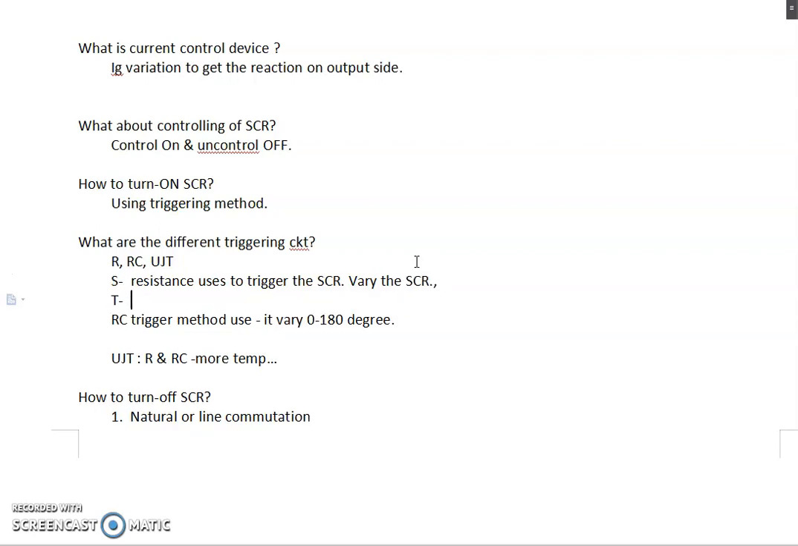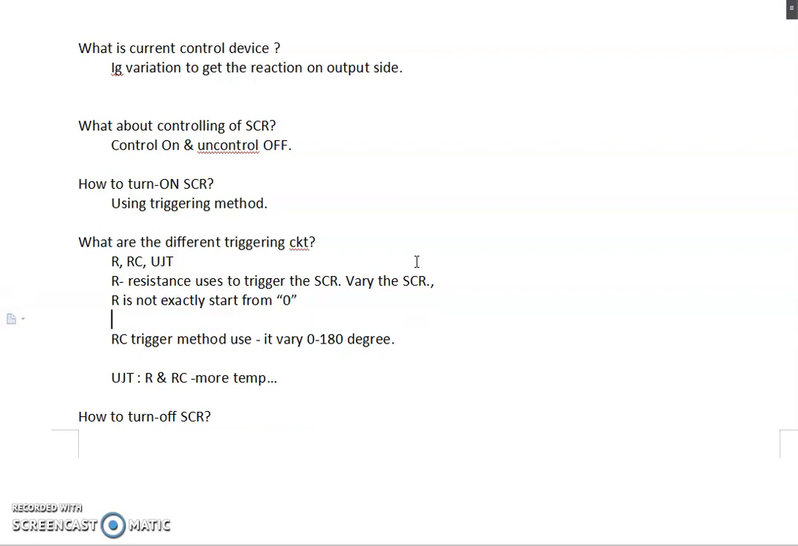Then what is the limitation of R triggering? The limitation is that it does not start exactly from the origin. It does not start from zero.